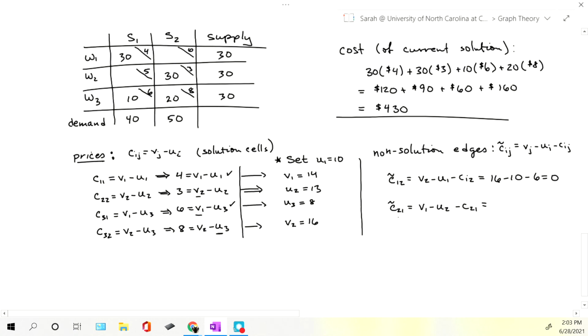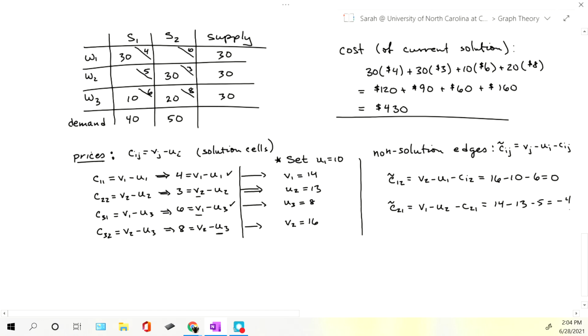Now, in the other cell, if we threw in that edge, what would happen? The change in the cost would be V1, which is 14, minus U2, which is 13, and the current cost in that cell is 5, so minus 5. And notice you can visibly see without actually adding it up that this is going to be a negative number. So that tells you if you throw in that cell 2,1, that will actually increase our total cost.